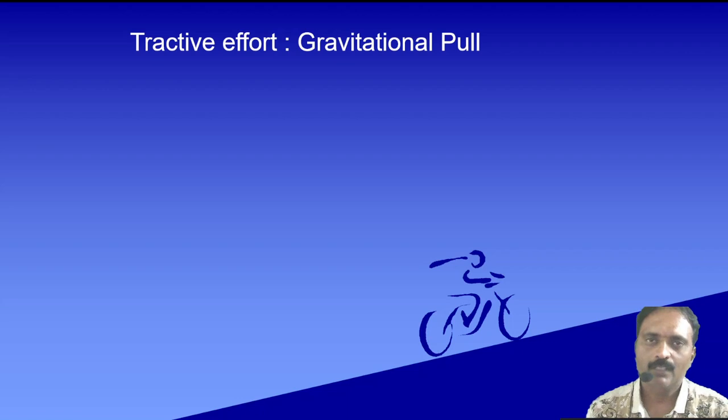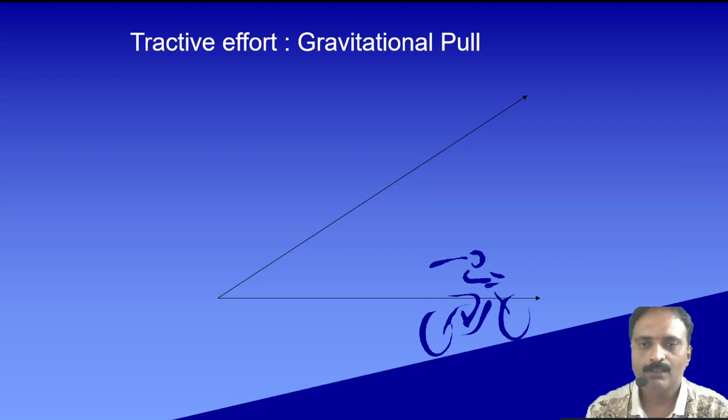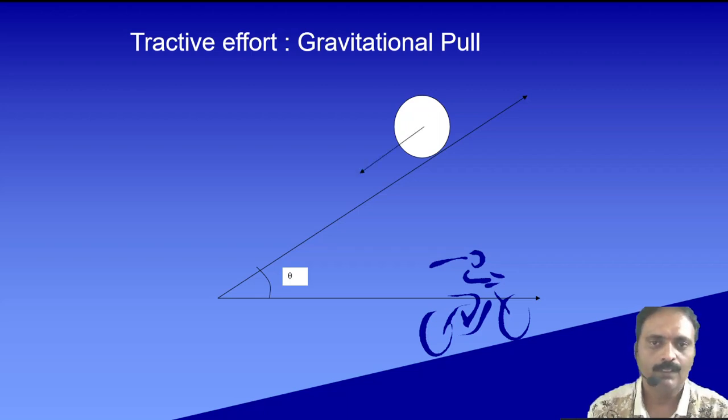This gravitational pull will be there when the vehicle moves against gravity, that is, when it moves through an upward gradient. So here we consider theta as the upward gradient making an angle with the horizontal. This is the horizontal line we are considering, and this is the slope or the gradient on which the vehicle moves. So here theta is the gradient we are considering, and this is the train or the vehicle which is moving upwards.